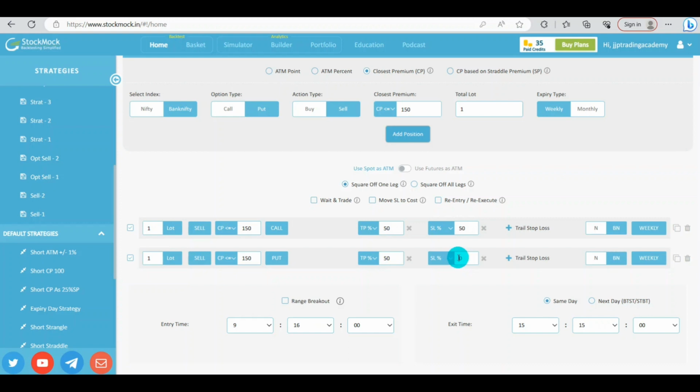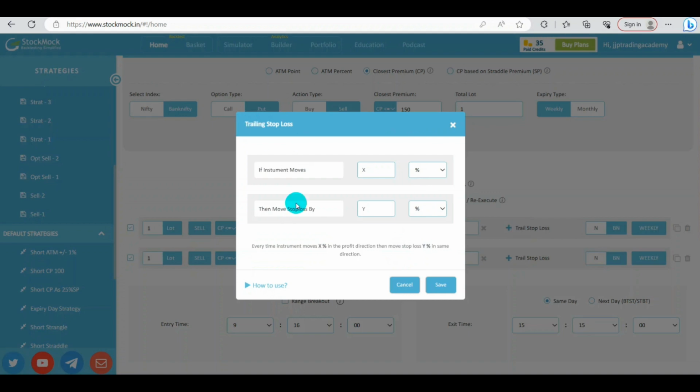I have also given the trail stop loss available here. Trail stop loss will be helpful for every trader. Once the market moves in our favor, we will be trailing the stop loss from our entry point, right? That trailing you can use directly here, percentage or point based. For example, if the instrument has moved 0.3%, then move the stop loss to 0.1. This type of trailing you can do here, and in normal trailing.